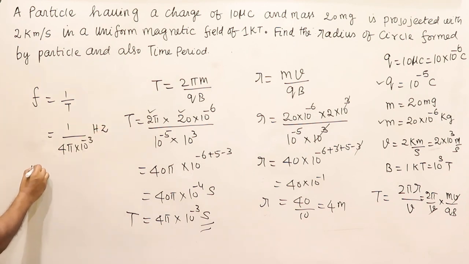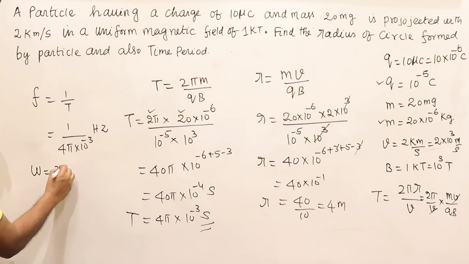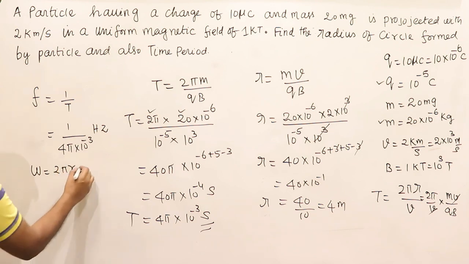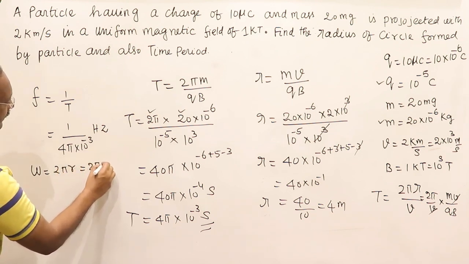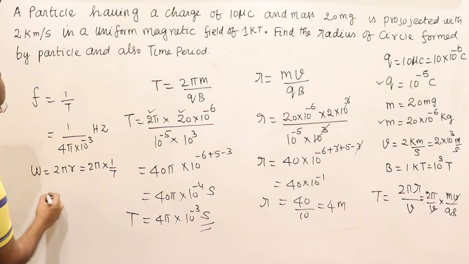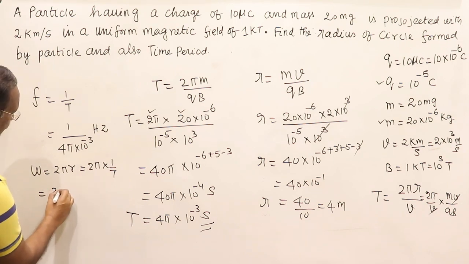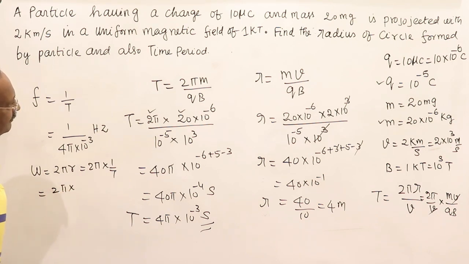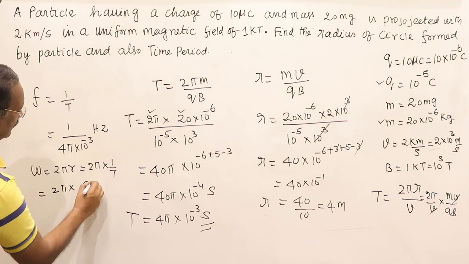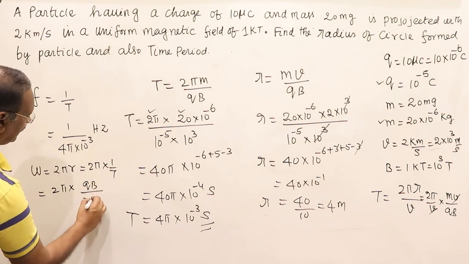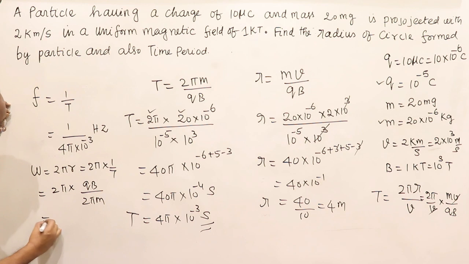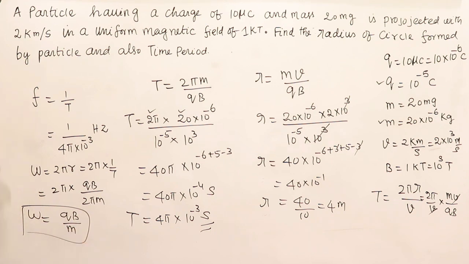And angular frequency is equal to 2 pi into linear frequency. Frequency is 1 by time period, so it is equal to 2 pi into 1 by T. 1 by time period is equal to qB by 2 pi m. So angular frequency is qB by m. So putting all the values, we can get the value.